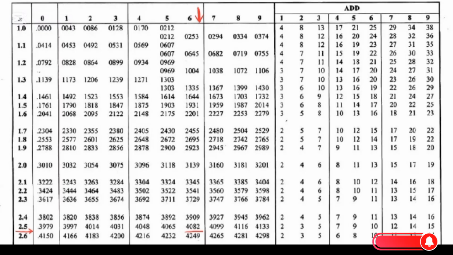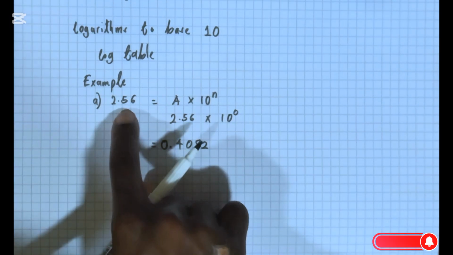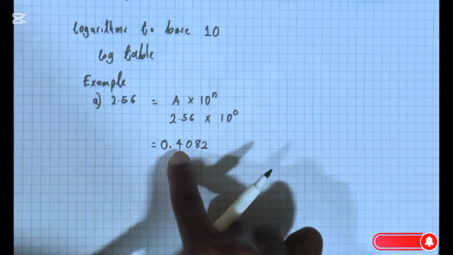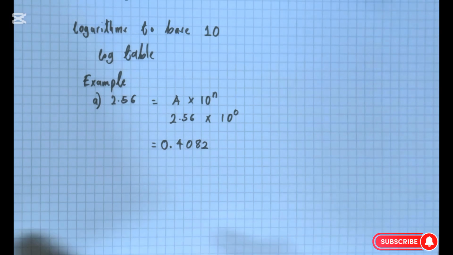So that number is going to be 4082. And I hope that you are able to see it. It's 4082. And so that there is going to be our logarithm. So the logarithm of 2.56 therefore becomes 0.4086. All right, so that is the answer for that.